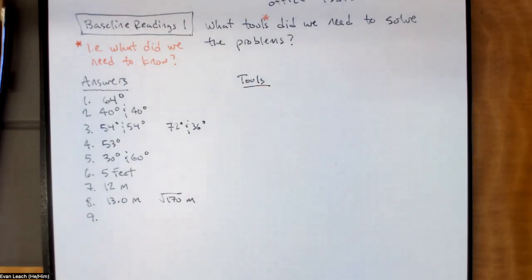Cool. Number 9, if two sides of a triangle measured 9 inches and 12 inches, what could the third side measure? Weird things happened in this problem. What did I drop out of this problem from the previous one?